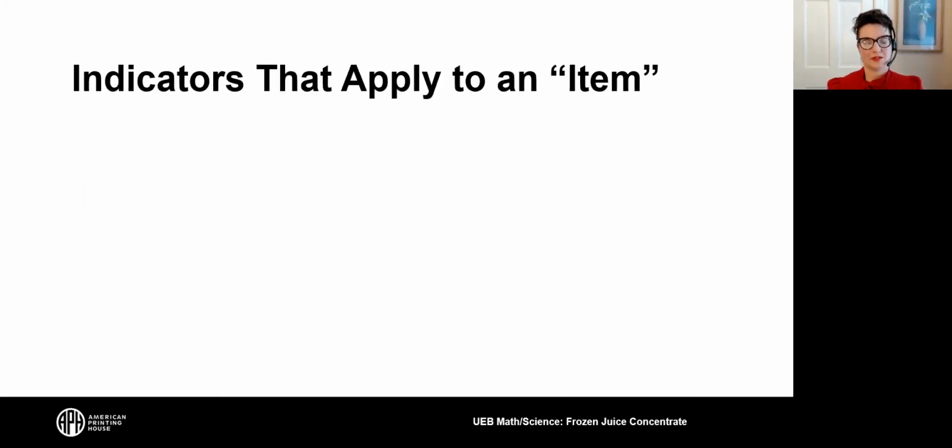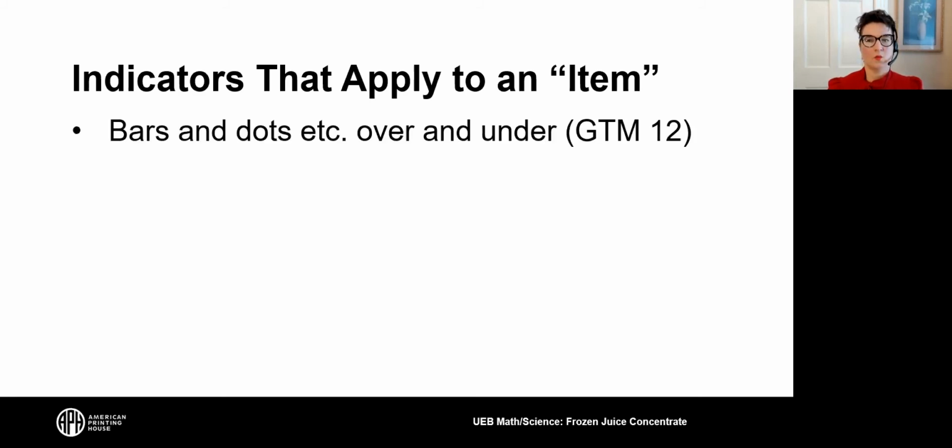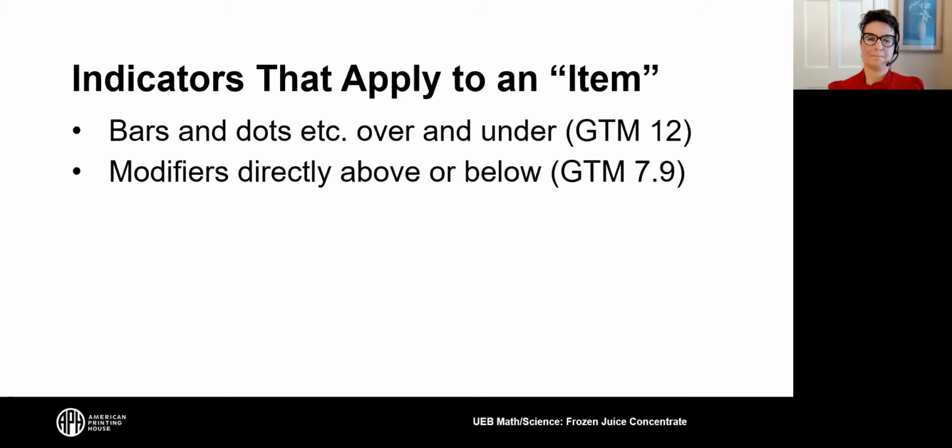So after we've responsibly looked at our guidelines for technical material, what does apply to an item? Some of the things are these bars over that we often see for line segments or repeating decimals, but dots over as well, which again is often used for repeating decimals. There's also specific modifiers for a caret and a couple of other things. Those each apply to the preceding, quote, item.